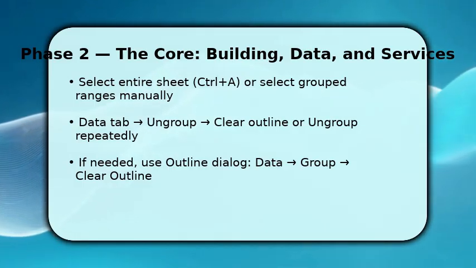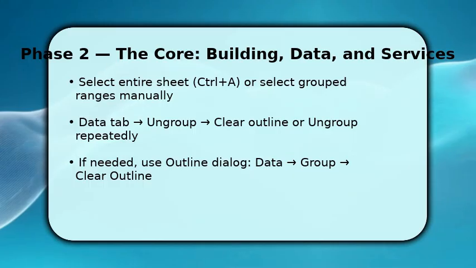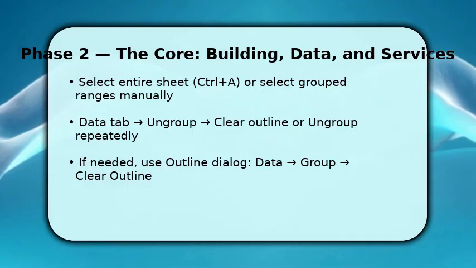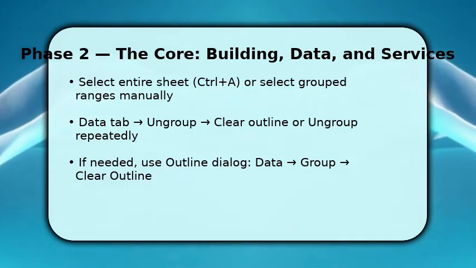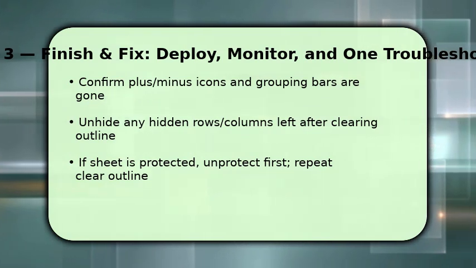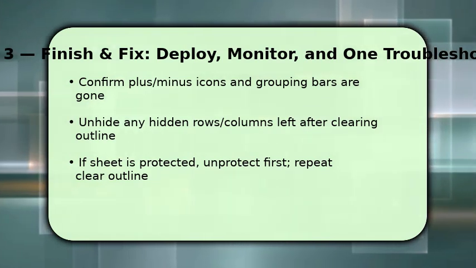The why? Excel stores outlines as nested group levels. Clearing the outline removes those nesting markers. Make sure to check both rows and columns, because outlines can exist independently in each orientation. Finish by confirming the +/- icons and grouping bars have vanished. Scroll the sheet to ensure no residual grouping remains.